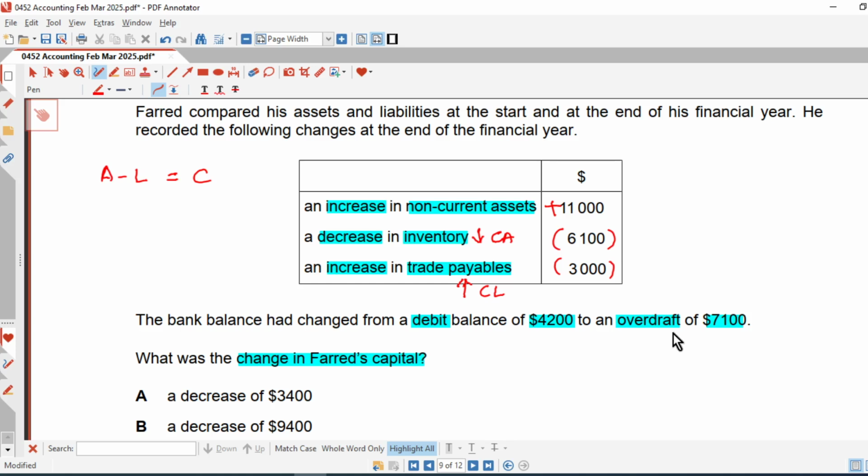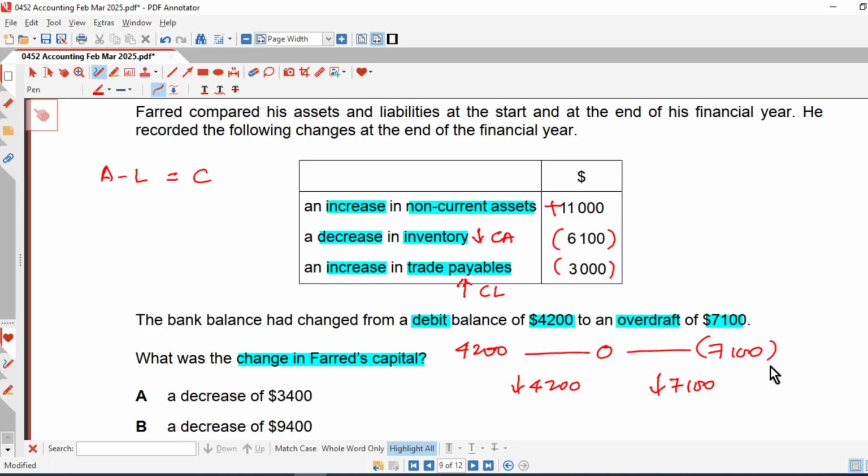So you have to understand that for a debit balance to turn into an overdraft, we first need to reach the point of 0, right? So that's a reduction of 4,002 where the bank balance turns from positive to 0, and from 0 you move on to an overdraft of 7,001. So that's a further drop, right? A further drop in the bank balance of 7,001.